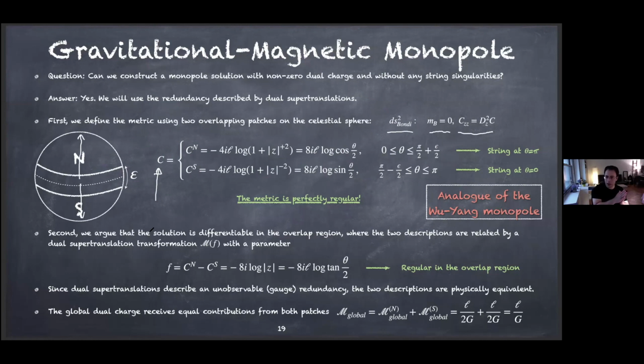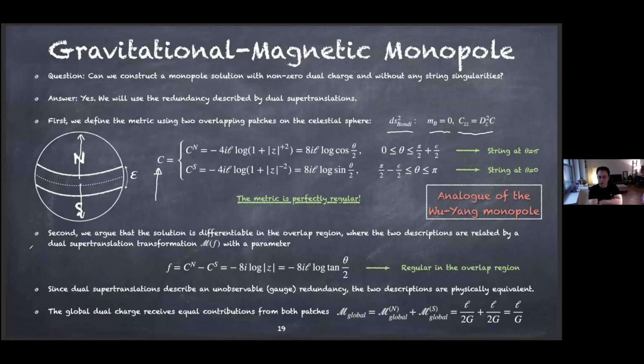Now, this construction is analogous to the Wu-Yang monopole in QED, but we still haven't finished, because we need to show that the solution is differentiable in the overlap region. And we do so by claiming that the two descriptions are related by a dual supertranslation transformation, with a parameter f that is equal to the difference between the two boundary gravitons. And this is given by the following expression, minus 8i log of the absolute value of z.